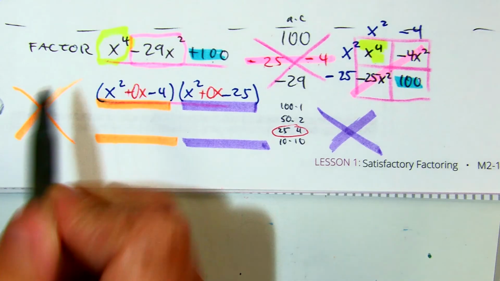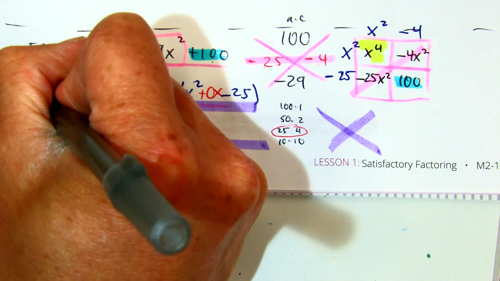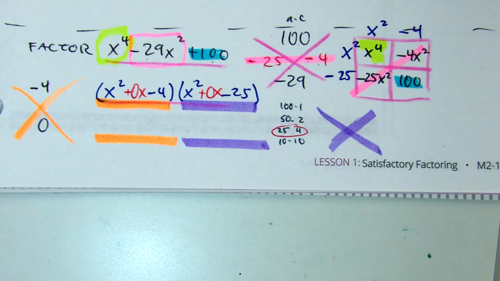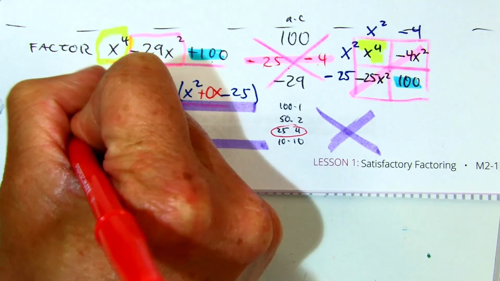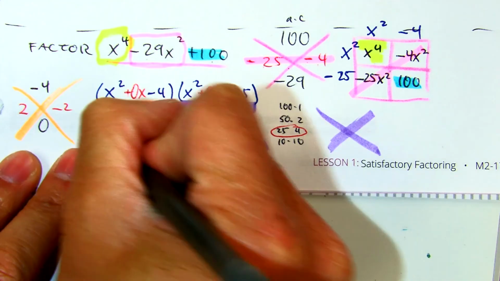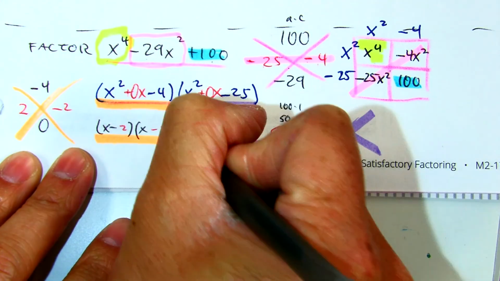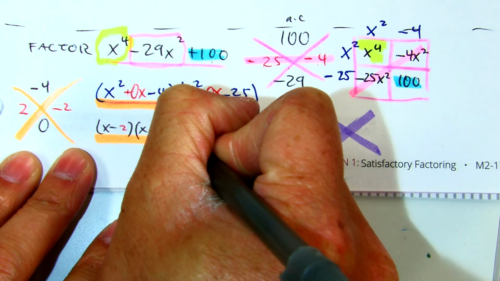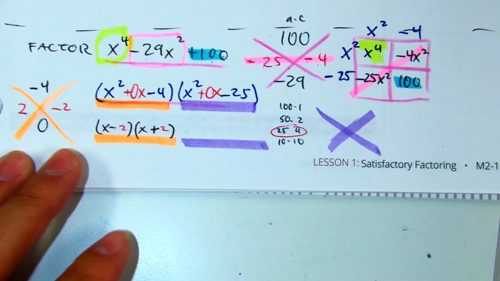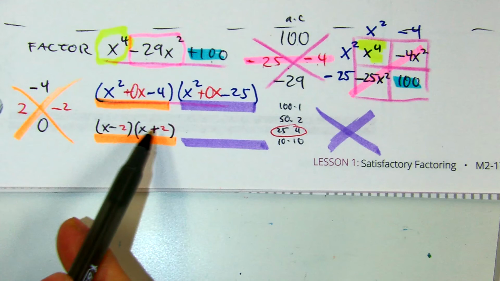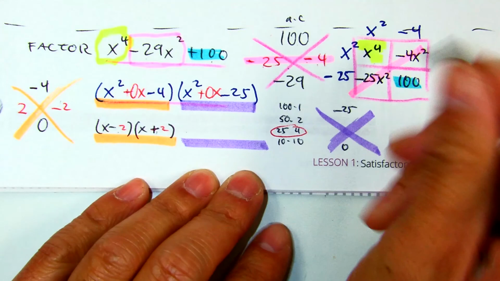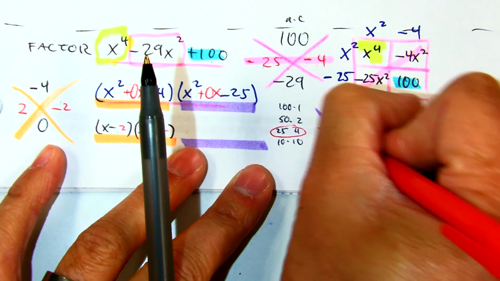Class, A times C? Negative 4. B value? 0. Two numbers? 2 and negative 2. So that means I have x minus 2 and x plus 2. Thank you. So 2 and then negative 2. And then what do you think this one's going to be? Yeah. Positive 5 and a negative 5.